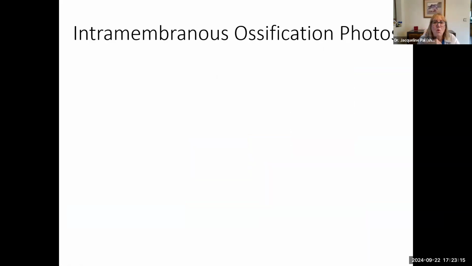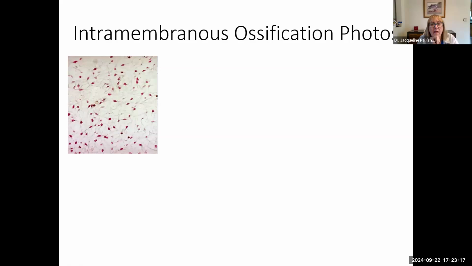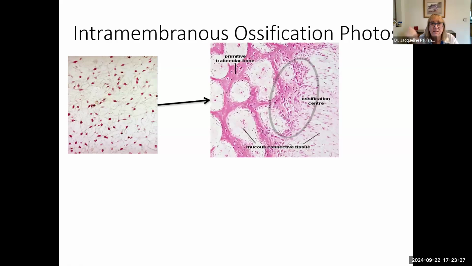So when we look at photos, that's what mesenchyme looks like. It doesn't look like a whole lot of anything. We've got cells and we've got mostly non-cell stuff. And it gets this message. I'm showing you where the ossification center is.